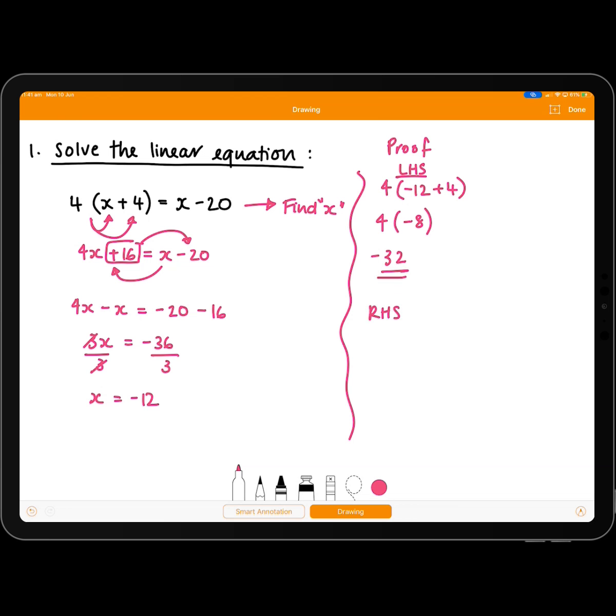Let's check, what does my right-hand side equal? So negative 12 minus 20 is also negative 32. So seeing that, we can see that they're both equal to negative 32, which means we are correct in saying that x equals negative 12.